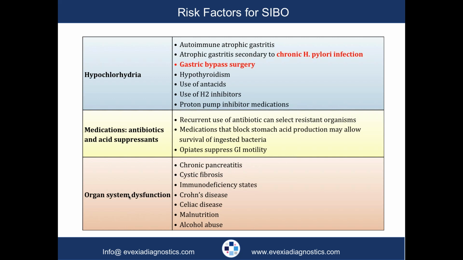If your patient comes in with a history of chronic H. pylori infection, certainly that's high on the list. That can create hypochlorhydria, damaging the intestinal lining. Antacid use, you see there, hypothyroidism, gastric bypass surgery.